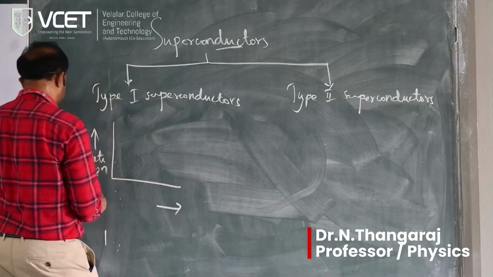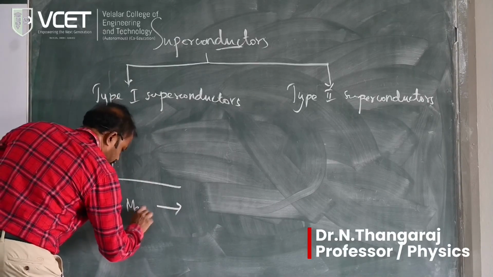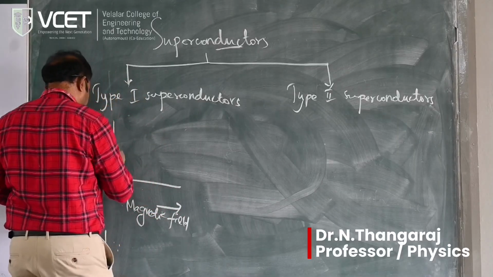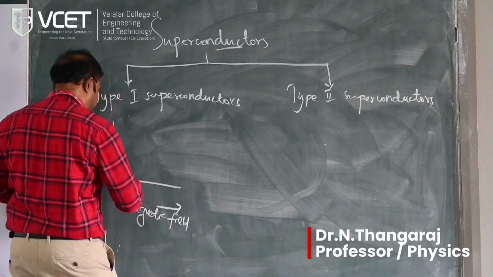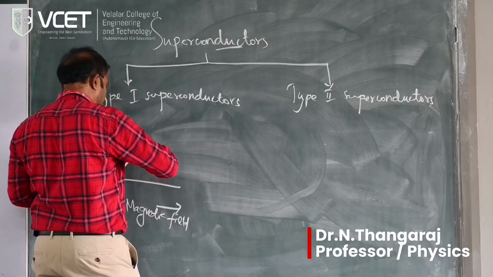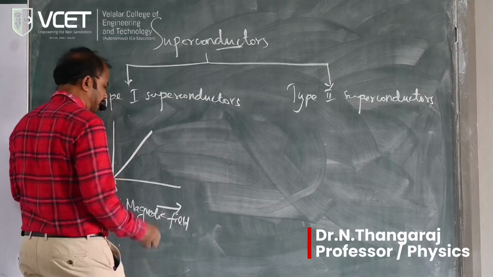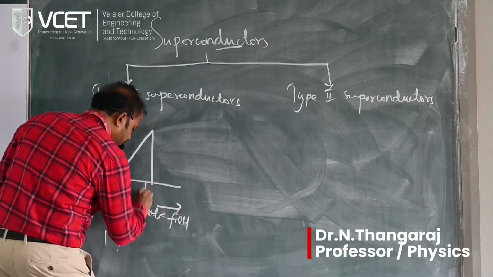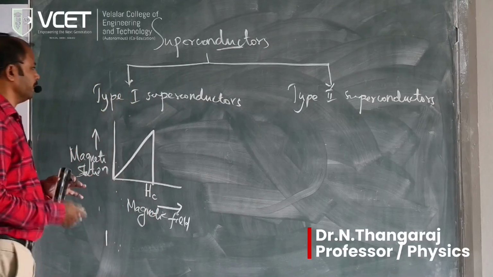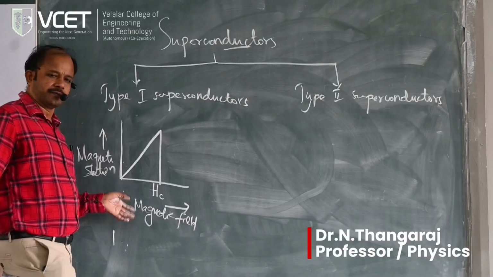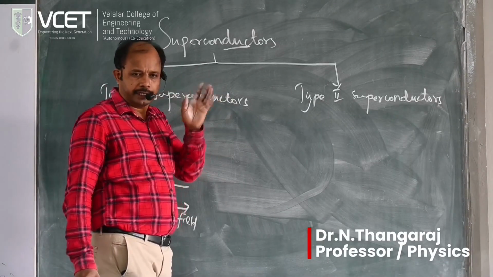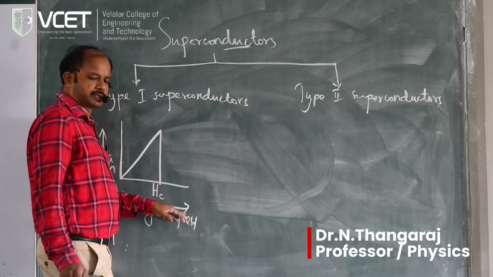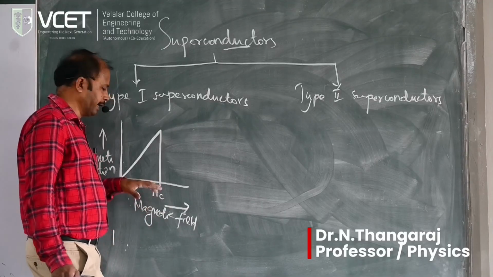Here the axes are magnetization and applied magnetic field. When the magnetic field is increased, the magnetization also increases. At a particular point, it suddenly drops. That field is called the critical magnetic field. In this superconductor, when the magnetic field is increased, the magnetization also increases up to a certain limit only. After that, it suddenly drops. That field is called the critical magnetic field. It is denoted by Hc.